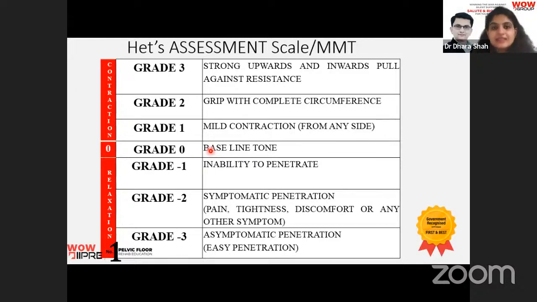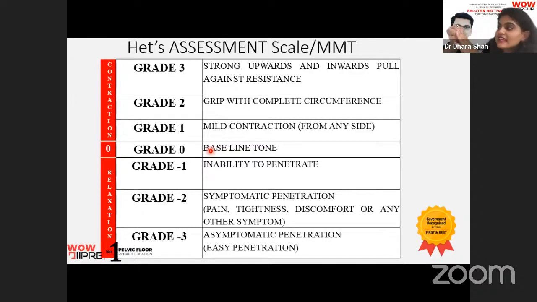So you can assess your PFM muscles, with 0 being the baseline tone. This scale, Hates MMT, was developed by Dr. Hate Desai sir, and it is accepted worldwide because it has bridged the limitations of the modified Oxford. Hates MMT measures the relaxation component, and it gives you a specific idea about the weakness of the pelvic floor muscles. This scale has been innovated by Hetzer with lots of intelligence and years of practice.